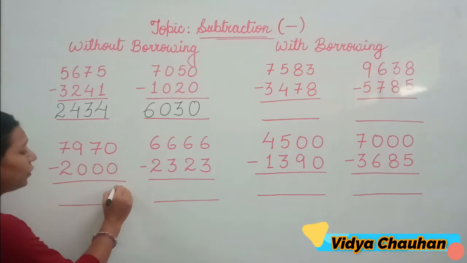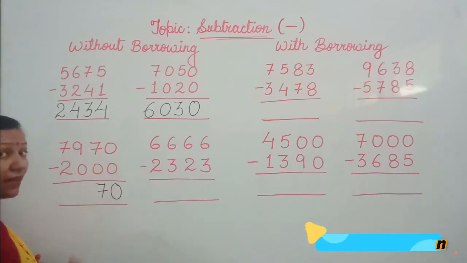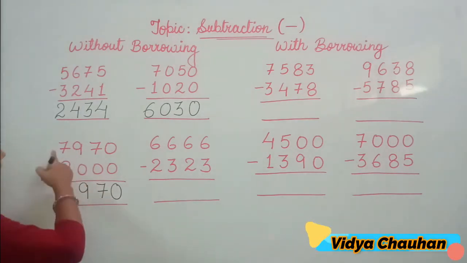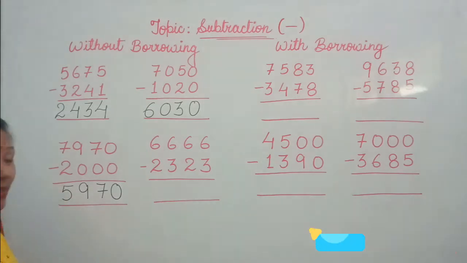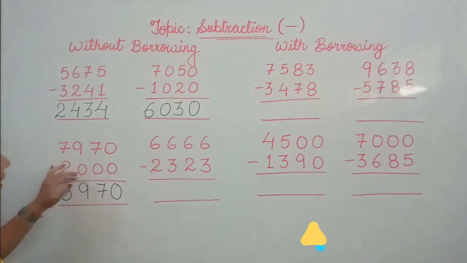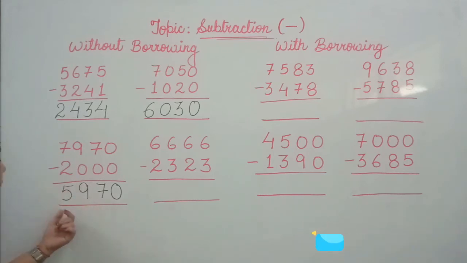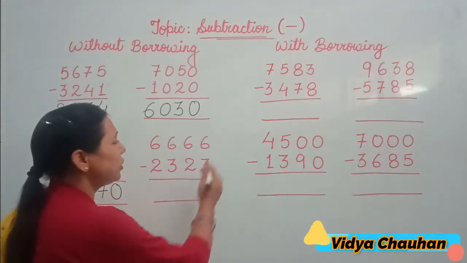Okay. Taking some more questions of the same kind. 0 minus 0, 0. 7 minus 0 is 7. 9 minus 0 is 9. And 7 minus 2 is 5. Okay students. So when we are subtracting 0 from any number, we are getting the number itself. So our final answer after subtracting these two values is 5970.